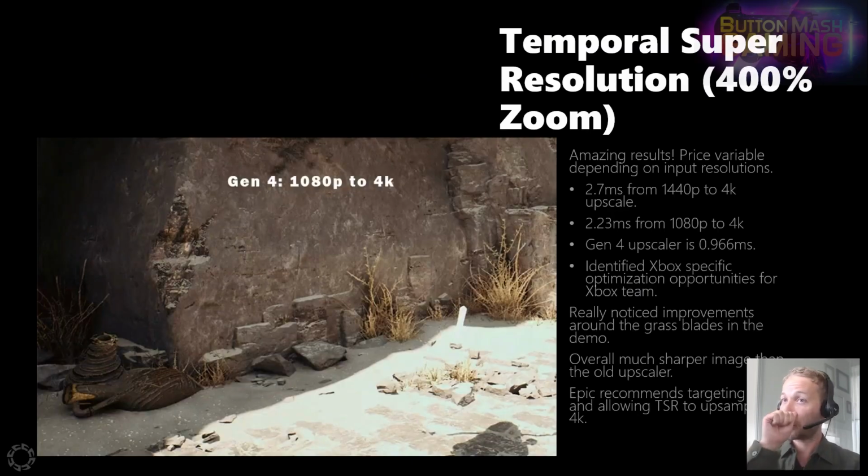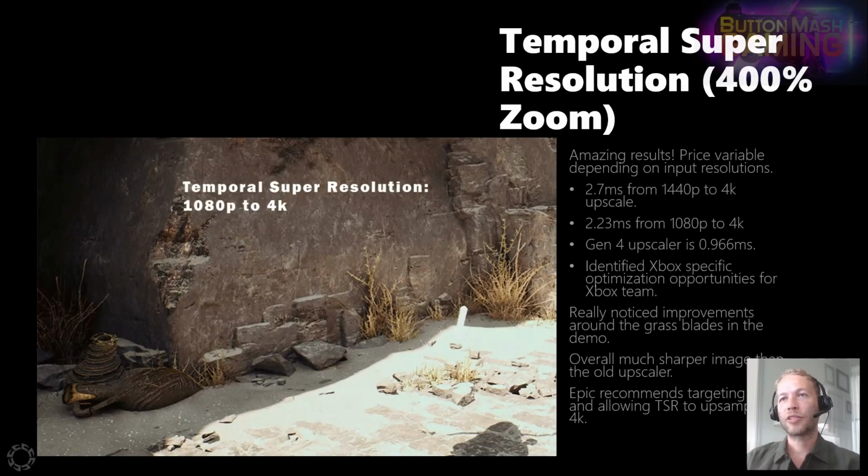Okay, changing gears here to temporal super resolution. This is an image with a 400% zoom, and I was testing out temporal super resolution to see what kind of quality we're getting here. Spoiler, the quality is fantastic. It really is superior to the Gen 4 upscaler that Gears 5 and UE4 are using. Downside is it is more expensive currently.